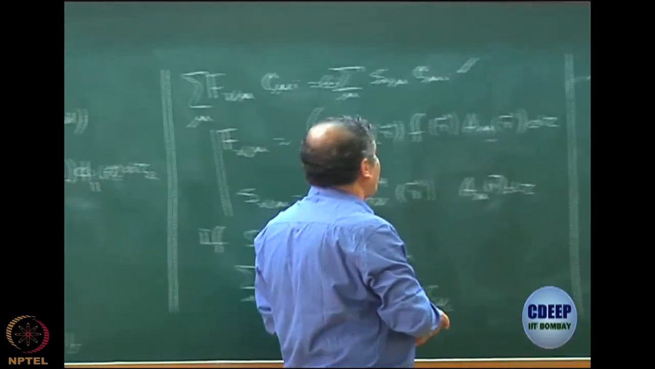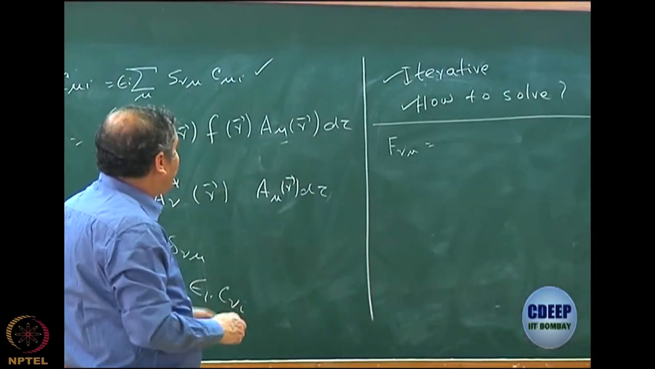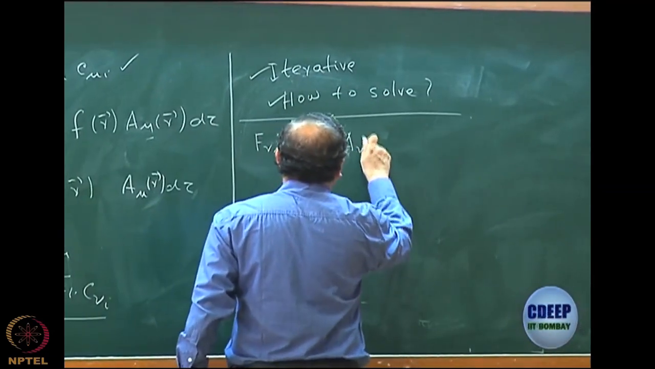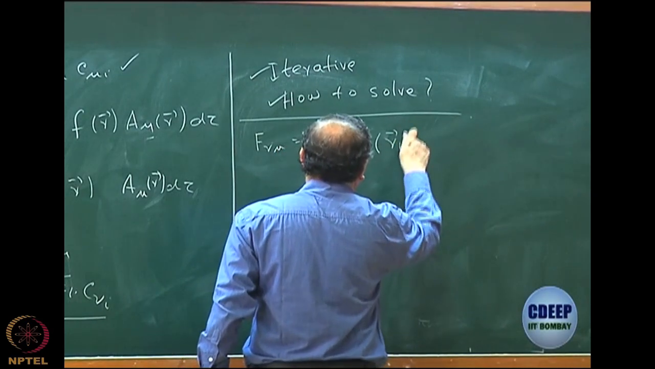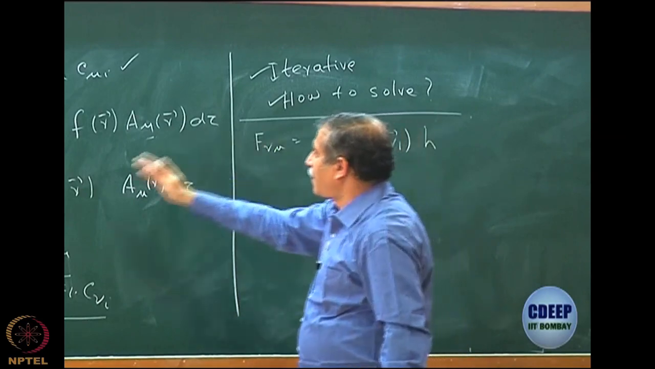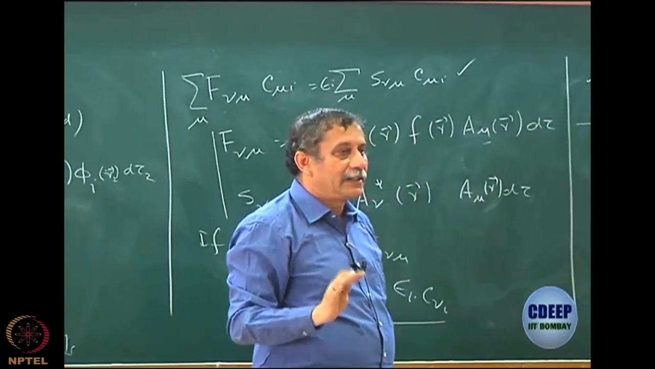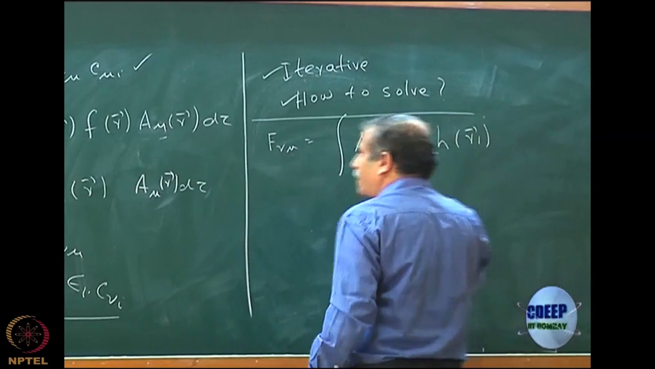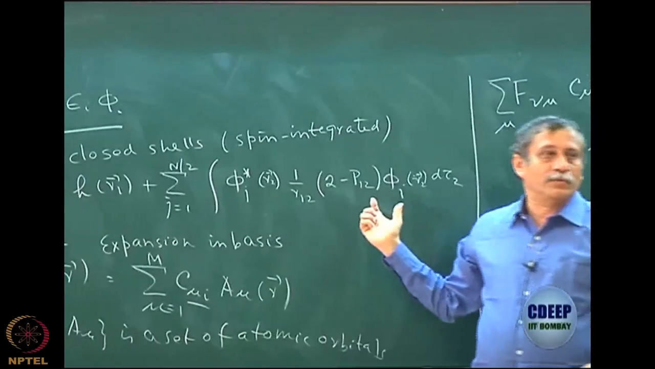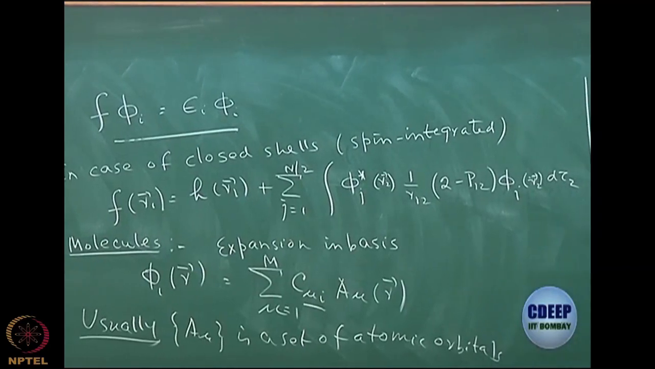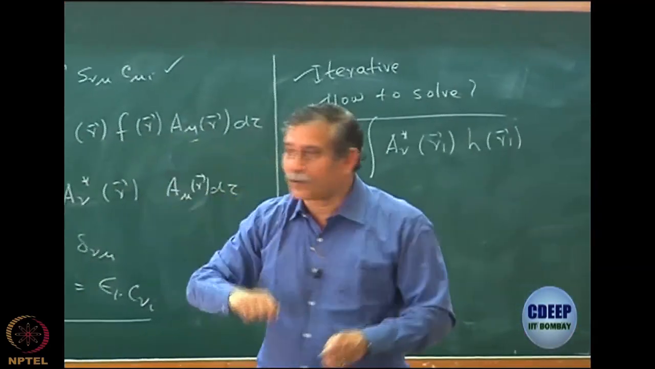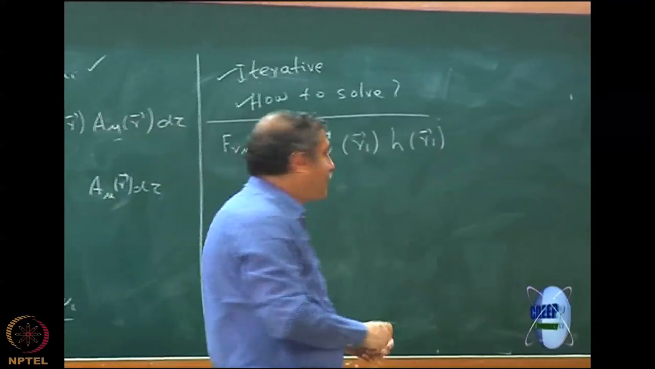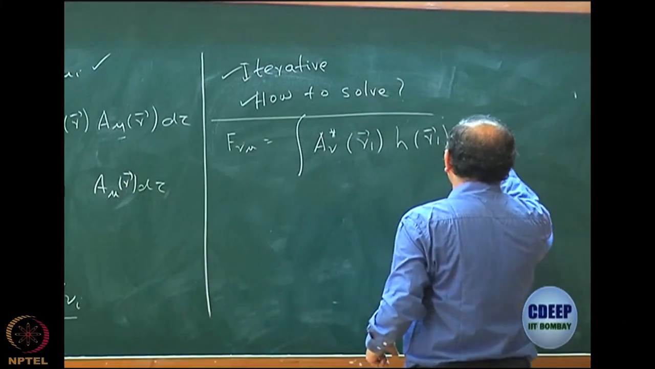But right now I hope all of you should be able to write F nu mu. If you start with this, it will be the integral of A nu star R or R1, H of R1. Please remember that whether I am writing R or R1, it doesn't matter, because that's an integral which is integrated over the element. So this is just a dummy variable. I am writing R1 here specifically because I have to bring in R2. So it's easy to see 1 and 2. If I call that R, then it is more difficult to write R minus R1, modulus R minus R1. So I'm just avoiding doing that. Whenever I require, I write R1, but it doesn't matter because that's a dummy variable.